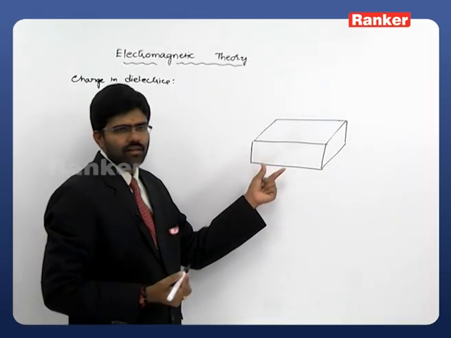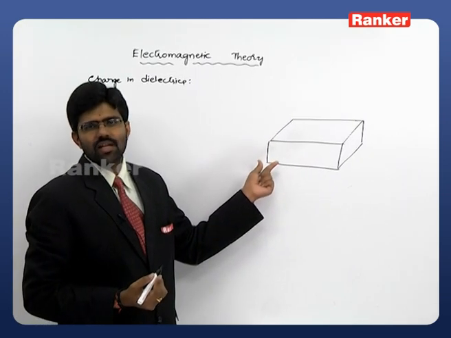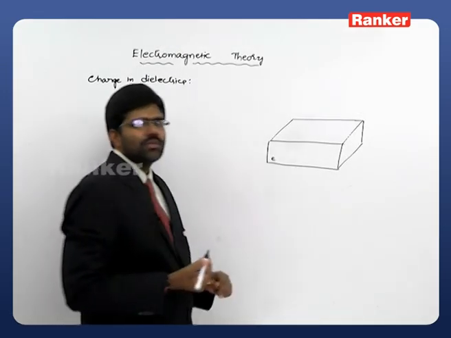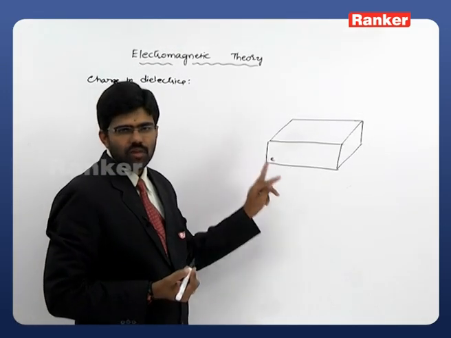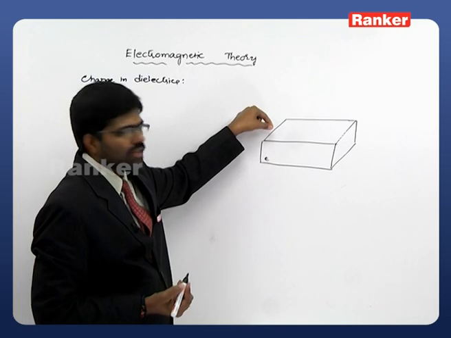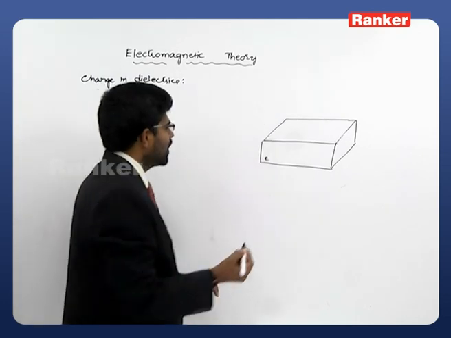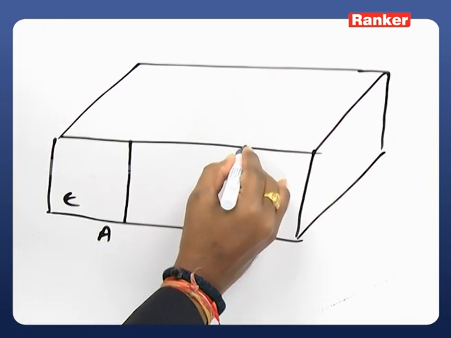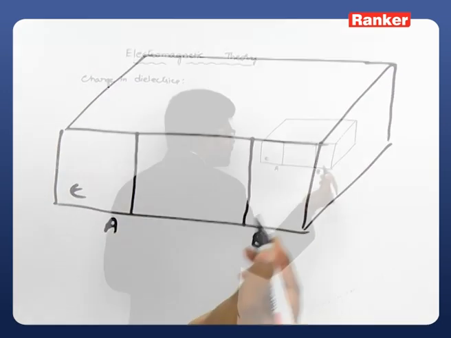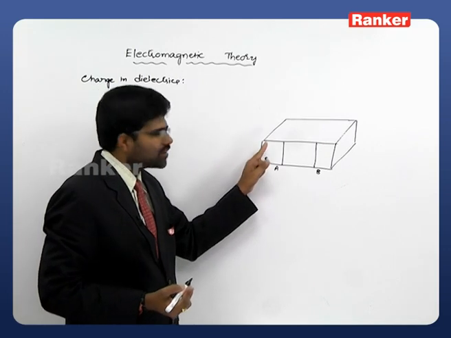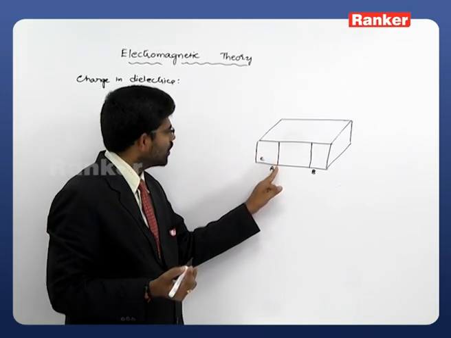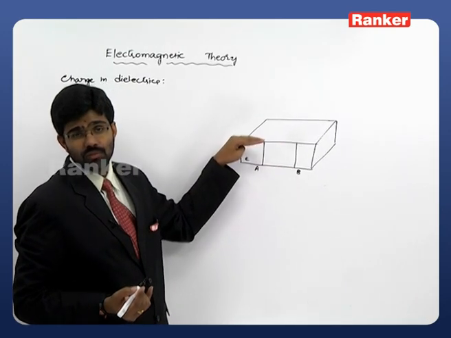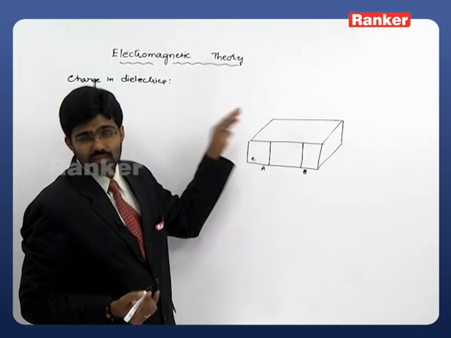Let us take this as the dielectric slab, and every dielectric material is characterized by its permittivity or dielectric constant epsilon. Now a charge is placed inside the dielectric slab, and let us assume that the charge is moving from a location A to a location B. Then clearly observe what parameters I am considering here.